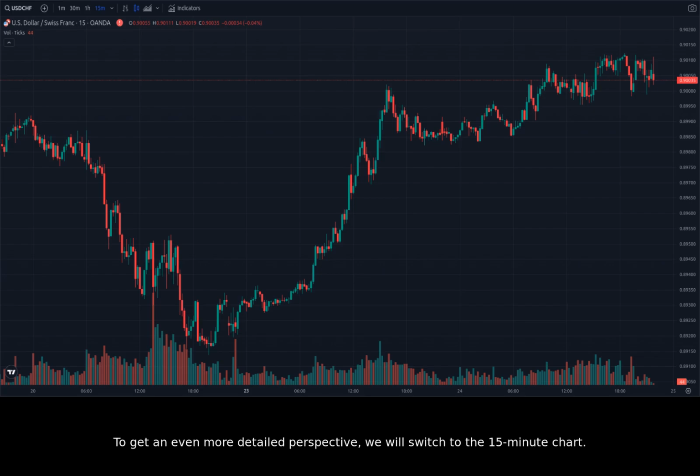To get an even more detailed perspective, we will switch to the 15-minute chart. This time frame will allow us to examine shorter price patterns and potential reversal points. Analyzing these smaller candlesticks helps in identifying short-term trading opportunities and entry points. The 15-minute chart provides the most granular view of recent price movements.